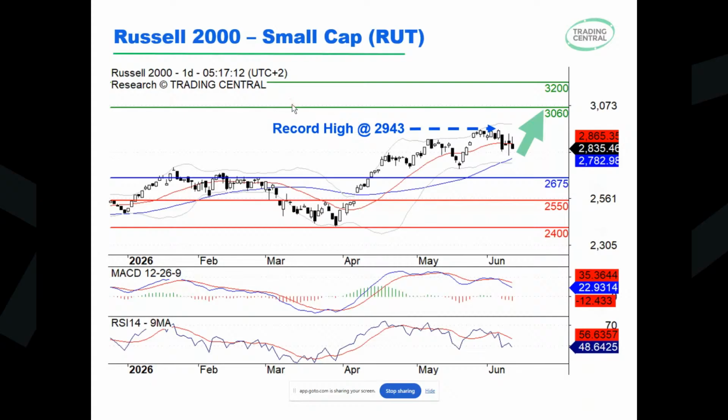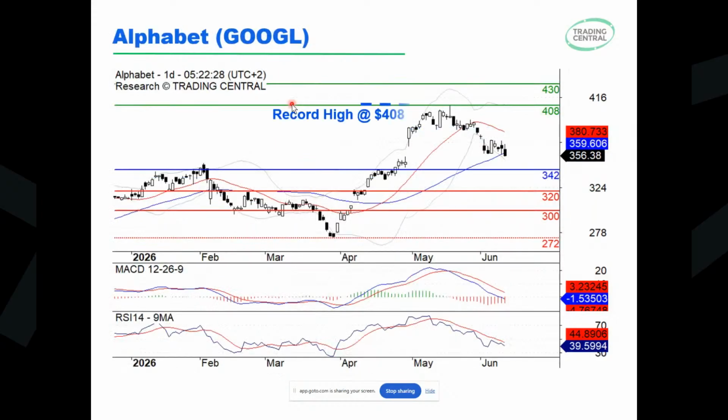The best AI stock I can say is Alphabet, or someone will say Google, the parent company of Google. Now, it made a record high of $408 back in May, and since then it has consolidated a bit. Our key support level is set here at 342. I'm still bullish on this one.